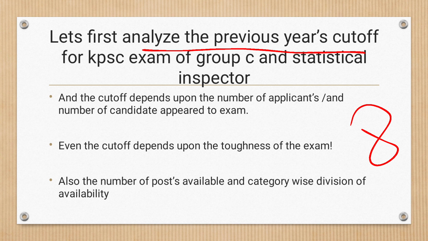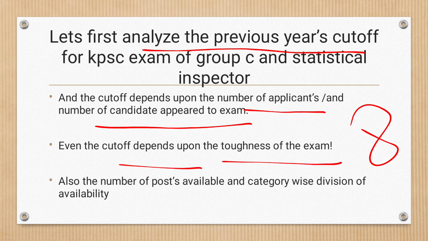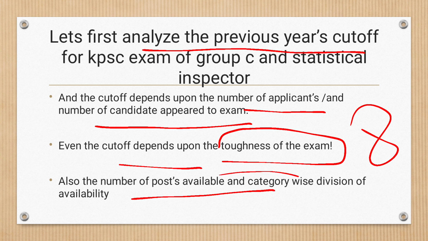The cutoff depends upon the number of applicants and the number of candidates appeared for the examination. Even the cutoff depends upon the toughness of the exam. Also, the number of posts that are available and the category wise division of those posts. As we all know, there has been a quite good number of vacancies, and these vacancies are specifically related to the particular branch or subject that they have learnt in the degree, and that's why there will be less competition. We will be seeing it in the next slide.